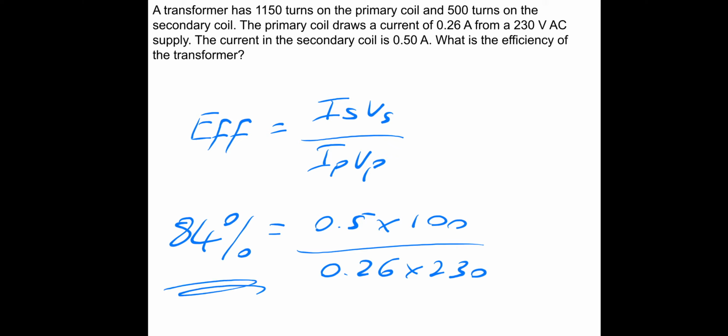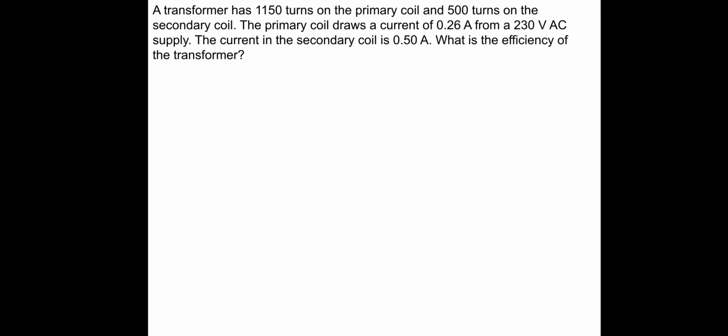Hopefully that one went okay. Let's move on. So we've got another question. If you want to pause and have a go. A lamp rated at 12 volts, 60 watts is connected to the secondary coil of a step-down transformer and is at full brightness. The primary coil is connected to a supply of 230 volts. The transformer is 75% efficient. What is the current in the primary coil?